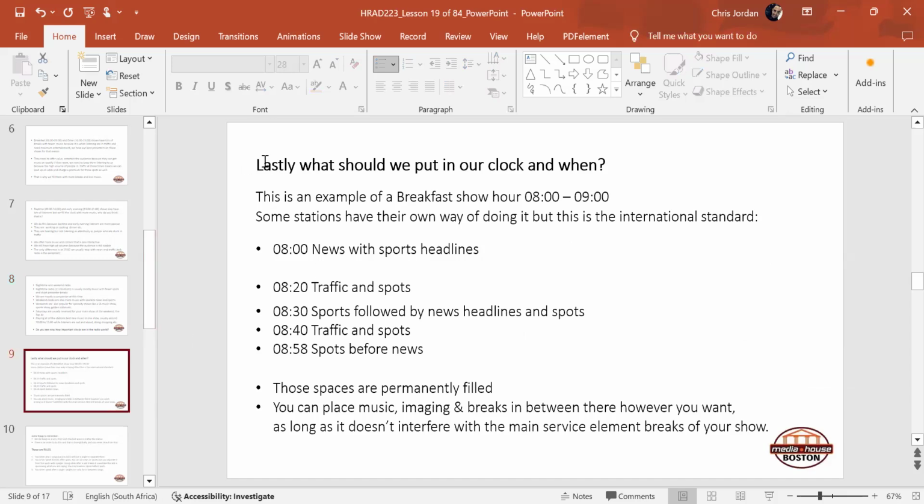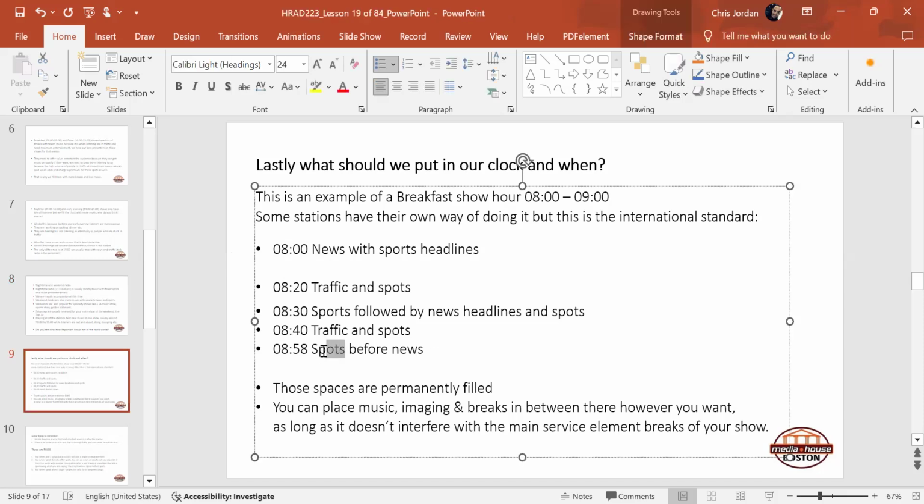Lastly, what else should we put in our clock and when? For example, in a breakfast show, our 8 to 9 o'clock, let's look at some of the other elements. For example, 8 o'clock news with sports headlines, right? And probably traffic headlines will also happen at the top of the hour. 8:20 traffic and spots, 8:30 sports, followed by news headlines and spots. 8:40 traffic and spots, 8:58 spots before the news. Spots, advertising, just remember that, right?